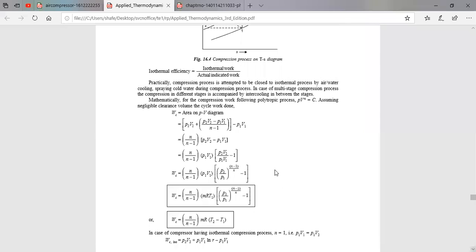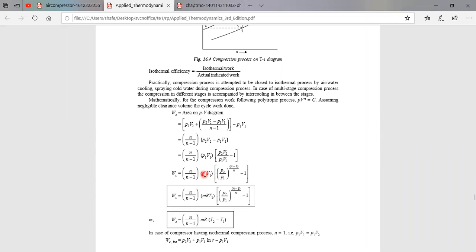Now this is the formula for work of compression. Whenever it's a polytropic process, it is n by n minus 1, P1 V1, times (P2 by P1) whole to the power of (n minus 1) by n, minus 1. So this is basically your process. Okay, the same thing I have shown in the box here.